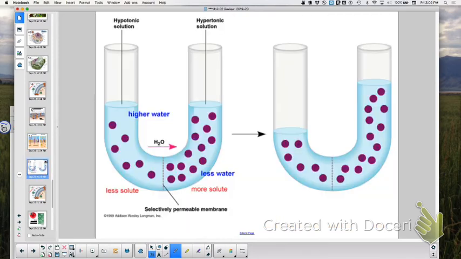Then we start talking about osmosis. Osmosis has three components. I'm giving you a hint.